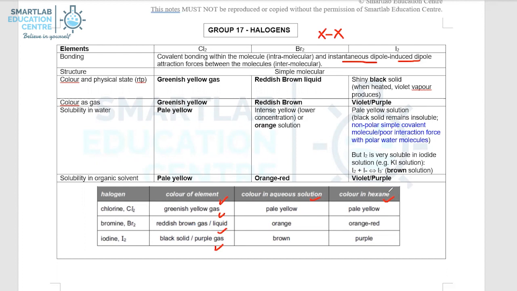And the color in aqueous solutions as well, and color in organic solvent, like for example your hexane. What I just want to highlight is that iodine is very soluble in iodide. So in this case, the iodine and iodide will actually come together. Your iodide will form a dative bond with the iodine molecule, forming your I3 minus. And I3 minus is actually a complex ion and is brown in coloration. So the brown coloration is actually the presence of I3 minus.